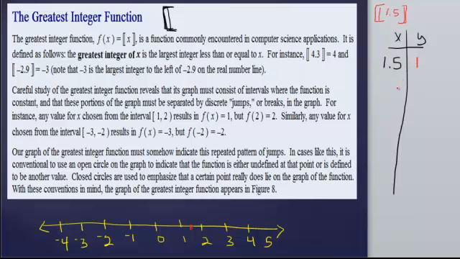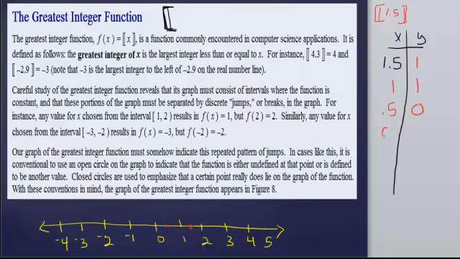So what if I actually chose the number 1? The greatest integer of 1, well, 1 is an integer, and I want the greatest integer just less than or equal to that number. Since it is an integer, then that's the integer that I want. So what if I pick a number in here, say 0.5? What is the greatest integer just less than or equal to this number? That would be 0.